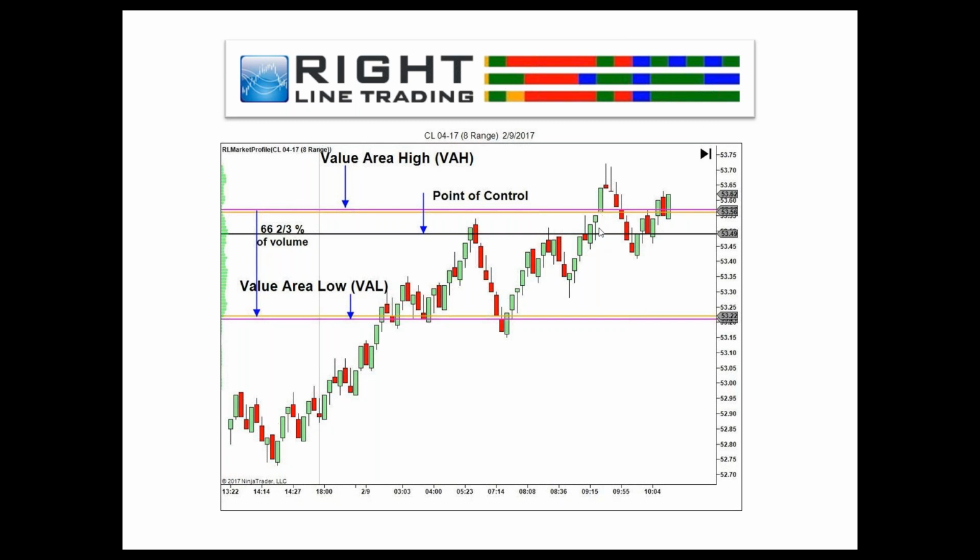And while the VAH and the VAL reject price down and up, the point of control is a price attractor. It's the price at which most volume at price has crossed. So traders want crude on this given day, February 9, 2017, to be $53.49. So it's a tremendously powerful area of support and resistance and attracts price towards it. When they say regression to the mean, in this particular case, this is sort of a mean price.